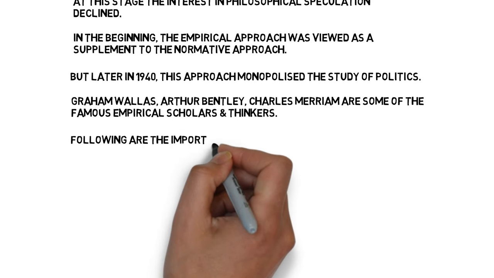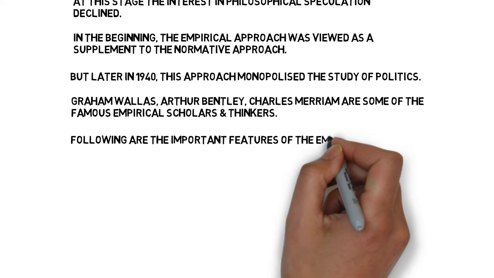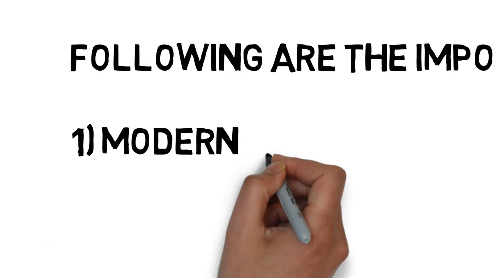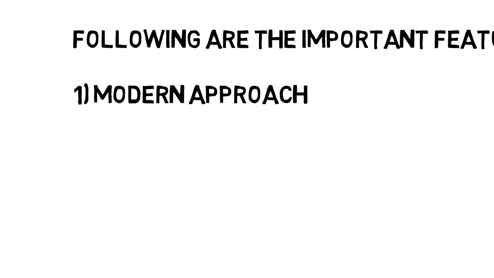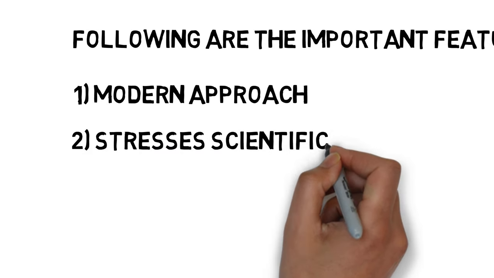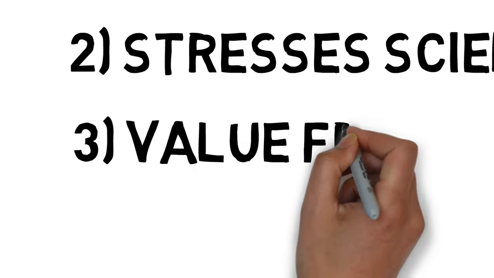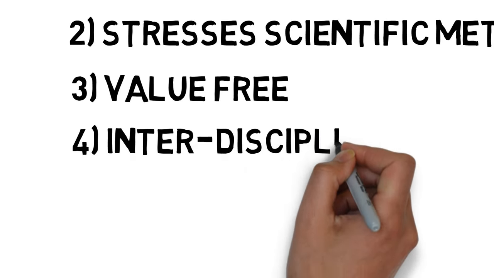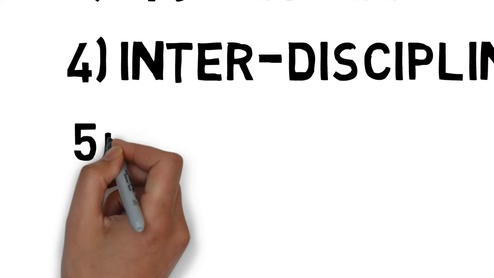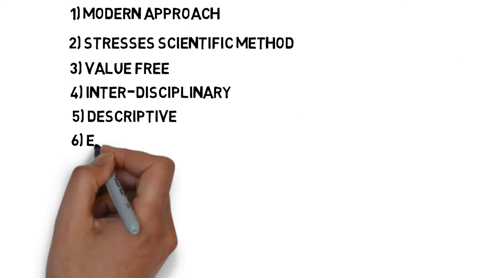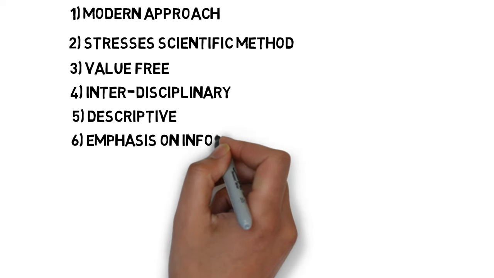Now try and understand the important features of the empirical approach. First, the empirical approach is also called the modern approach. Second, it stresses scientific methods to understand politics. Third, it talks about a value-free approach. Fourth, it also stresses an interdisciplinary approach. Fifth, it is also called descriptive. Sixth, it emphasizes the informal processes of politics.